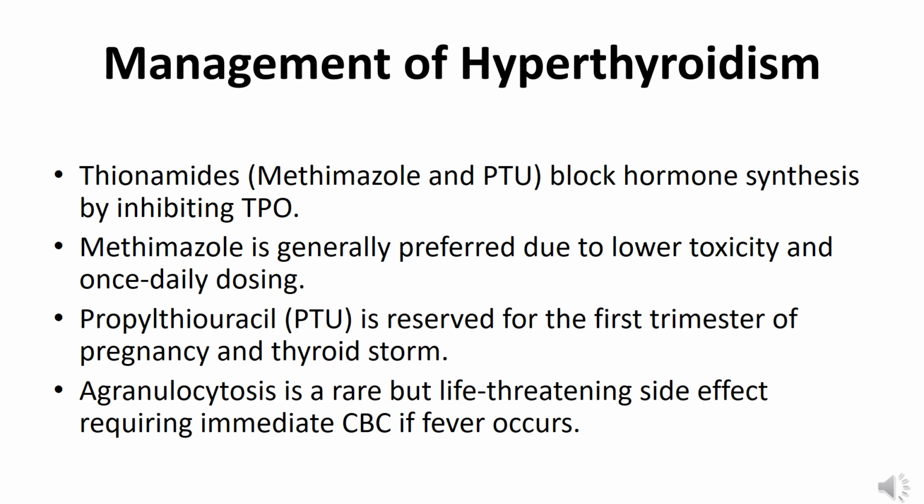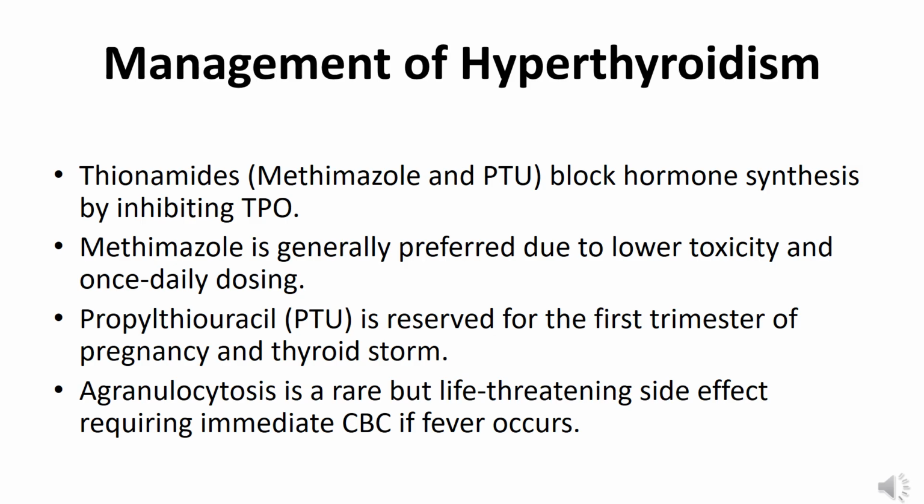The second major indication for propylthiouracil is thyroid storm, which is a severe and life-threatening form of hyperthyroidism. In addition to blocking new thyroid hormone synthesis, propylthiouracil also decreases peripheral conversion of T4 into the more active T3. This additional effect can help lower active thyroid hormone levels more rapidly during emergencies.